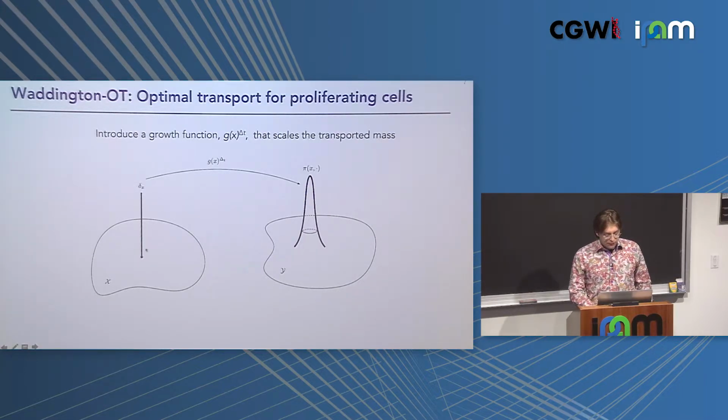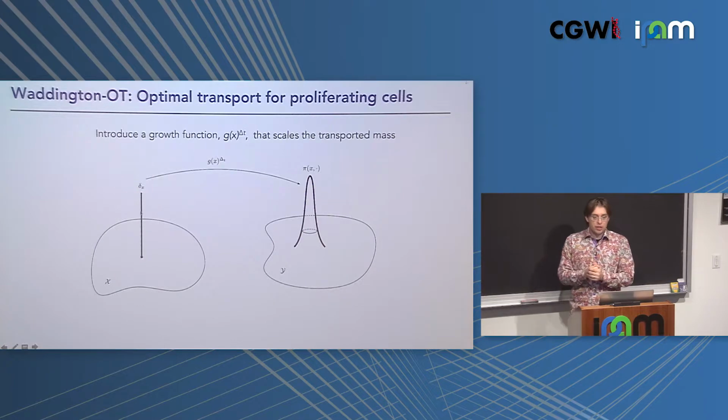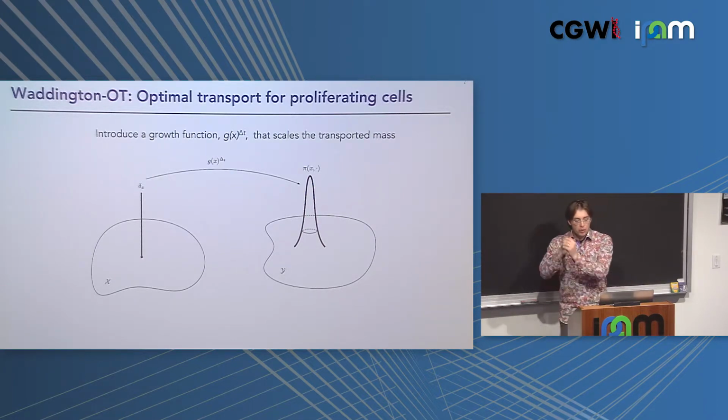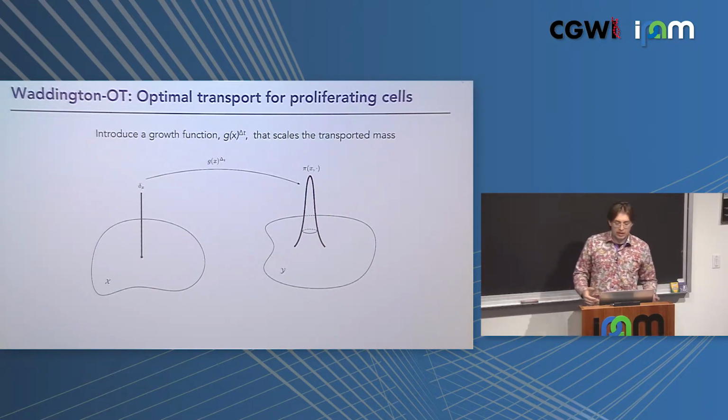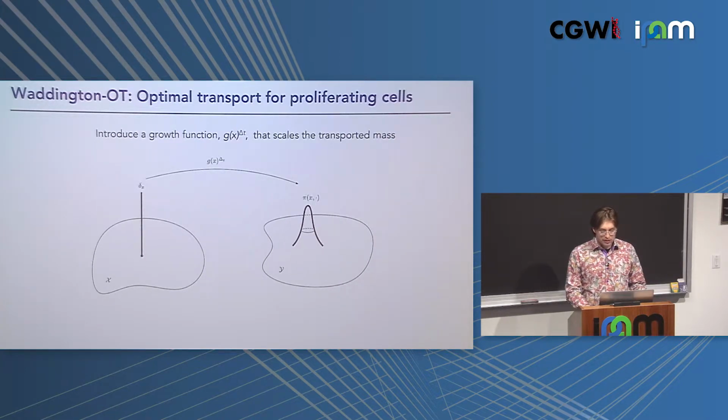So if we pick up a column of dirt at position x, and it's actually a pile of cells, and it grows at rate g of x for some time, then when we put this pile down, it could have more or less mass. So this is like a big pile, and this is a small pile, with big or small growth rates.